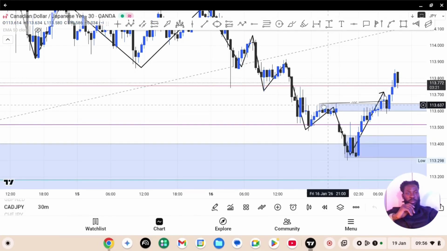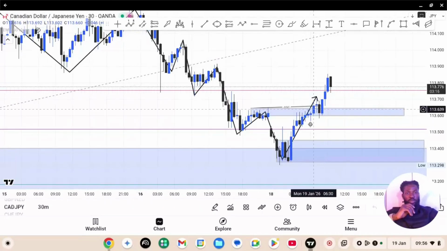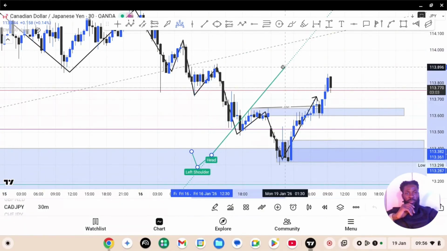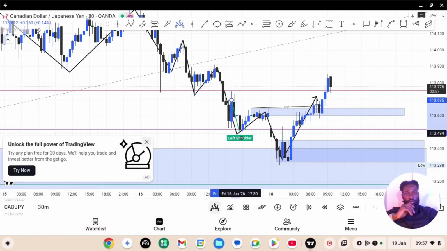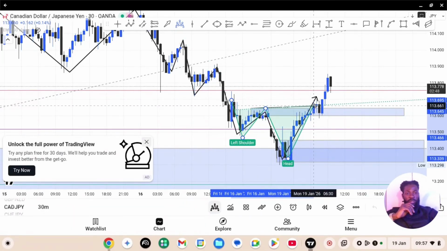So we have our support level here. Why did I mark this support level? As you can see, we have a very clear head and shoulder pattern printed. We have a very clear head and shoulder pattern. The left shoulder, the neckline, giving us a mark change of character.